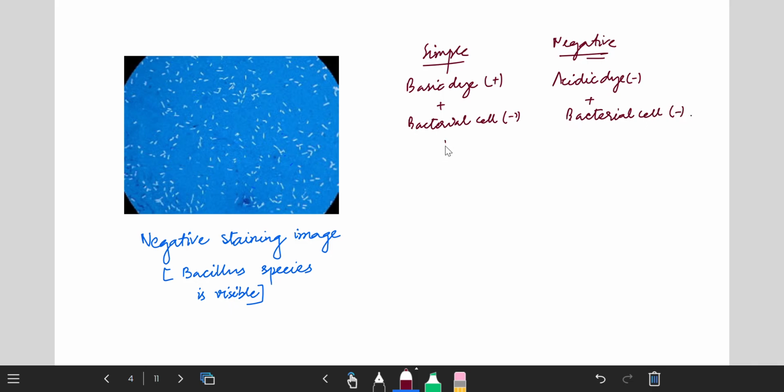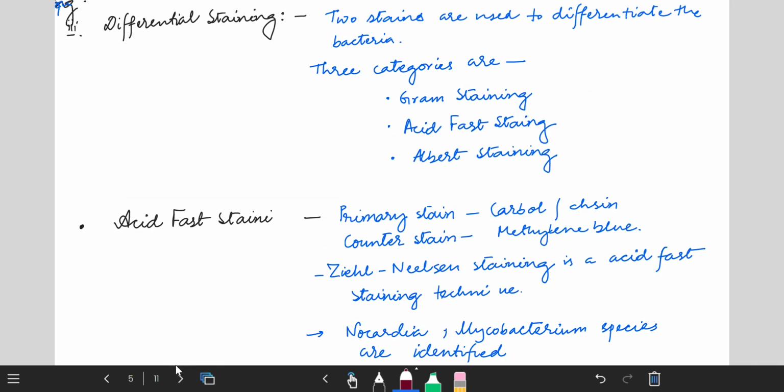As a result, in simple staining, obviously the dye will attract it and the cell will stain. But in the case of negative staining, the similar charges repel each other, so the dye repels the cell, and obviously the cell remains unstained. That is the basic difference between simple stain and negative stain.